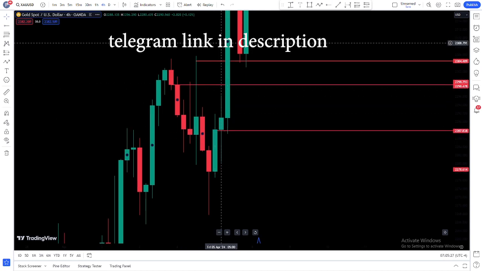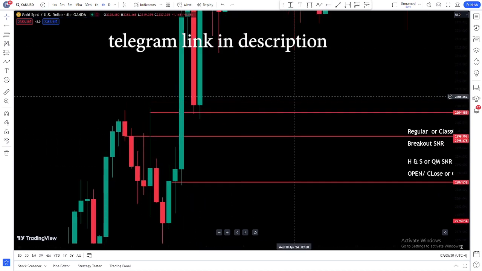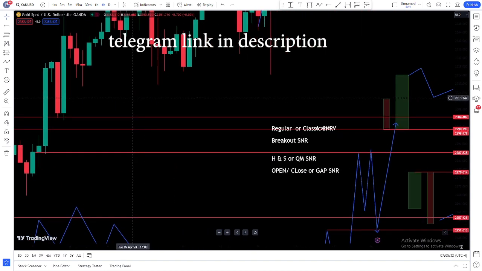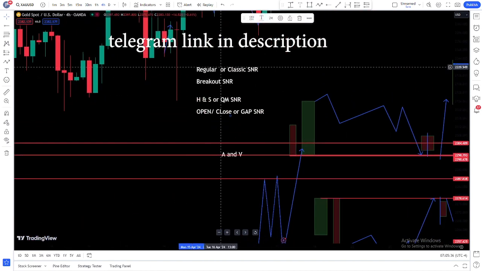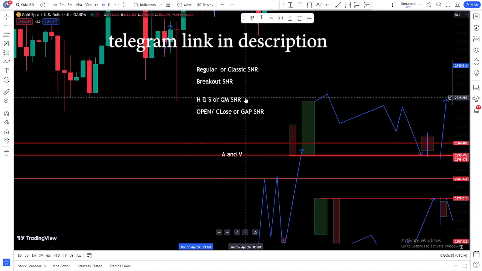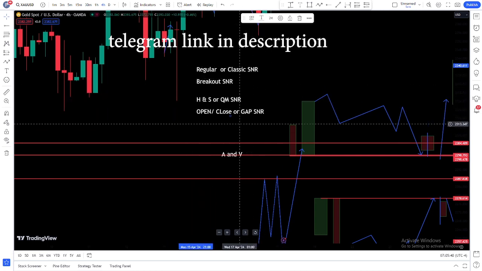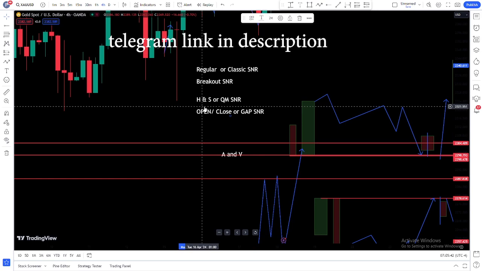So this is the very basics of SNR, all four types of SNR. What I said here, we covered the classic one, the breakout one, the head and shoulder one, and the open and close one. Next, maybe we are going to cover the fresh, unfresh, reject, and retracement. Thank you so much.